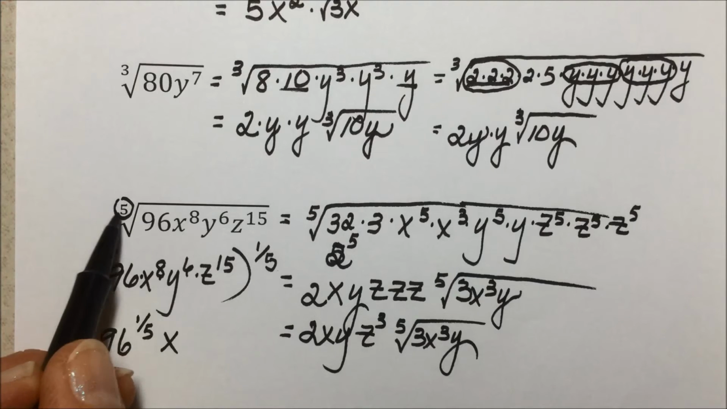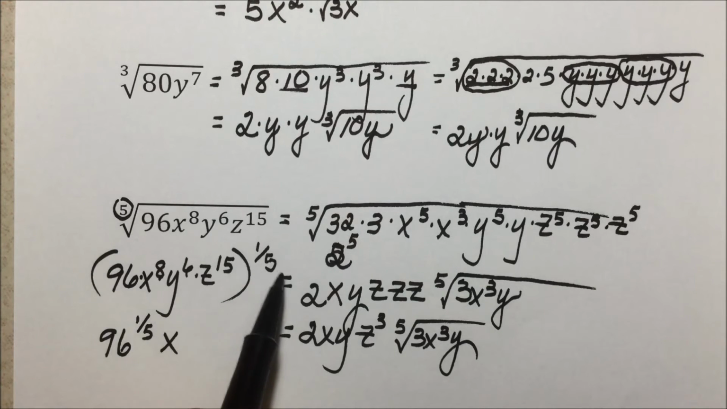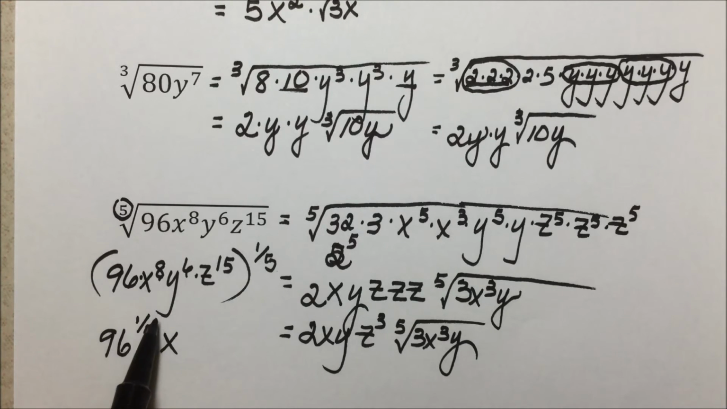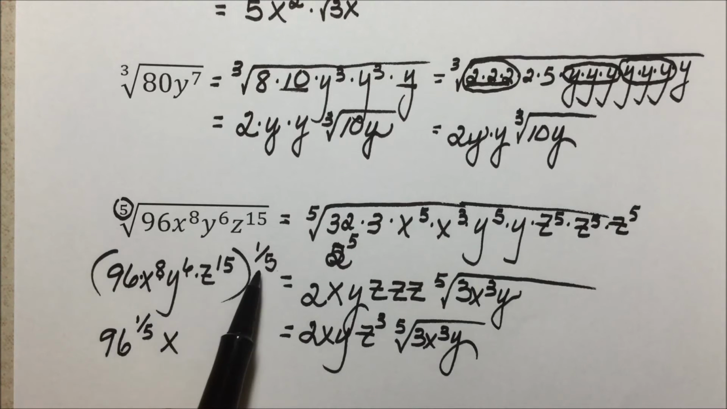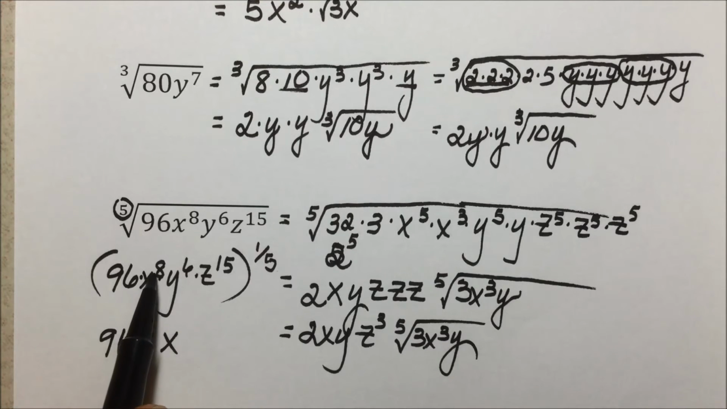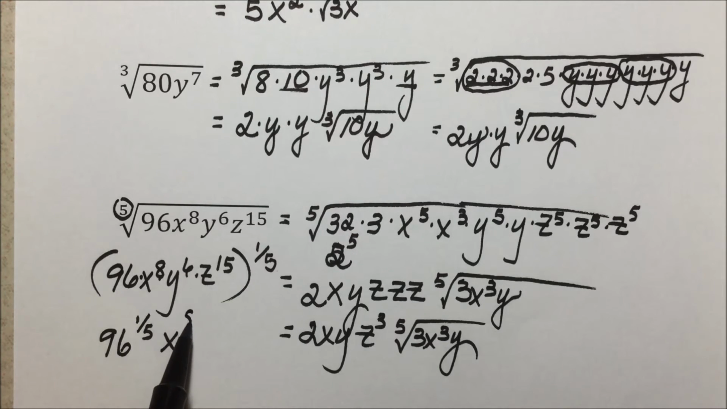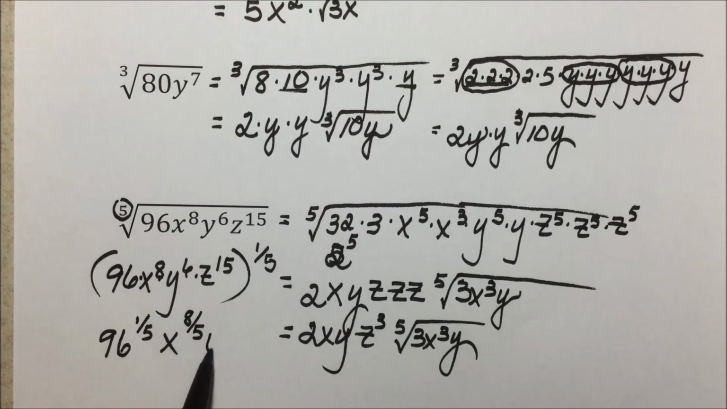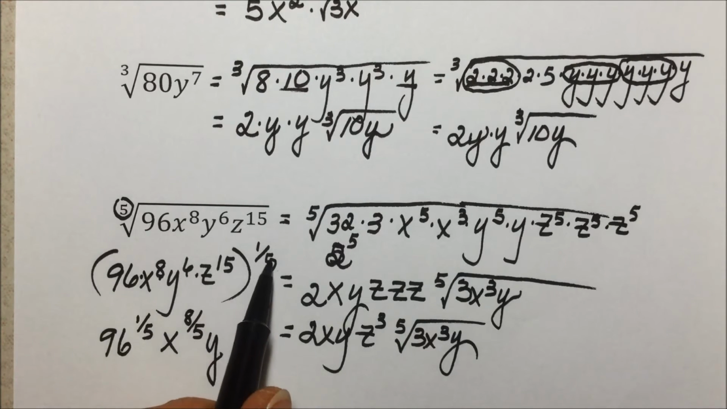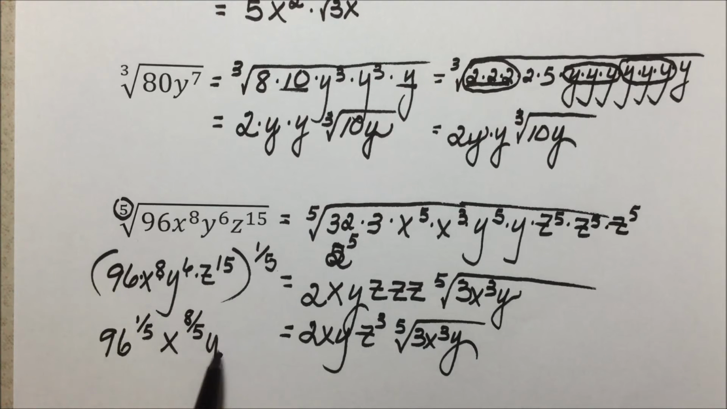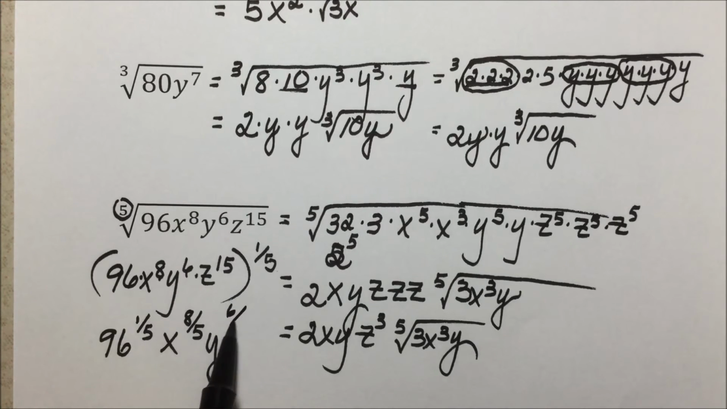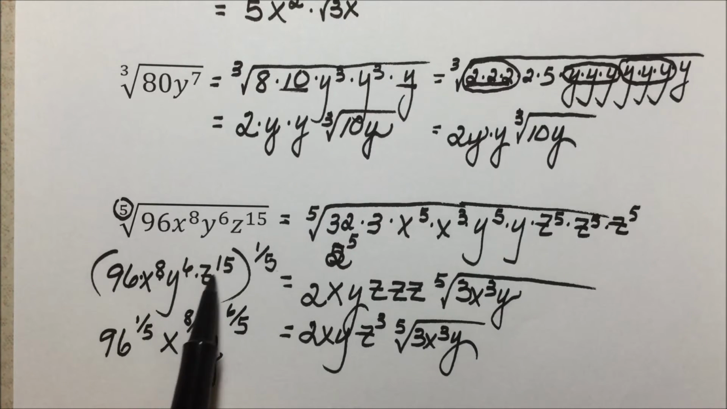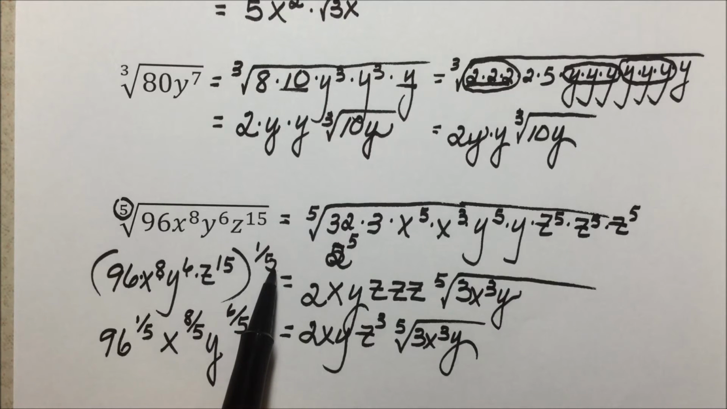The index becomes the denominator of our rational exponent. So we have x to the 8th raised to the 1/5. A power raised to a power, we multiply, which is 8/5. Likewise, y to the 6th raised to the 1/5, 6 times 1/5 is 6/5. And z to the 15th times 1/5, 15/5 gives us a 3.